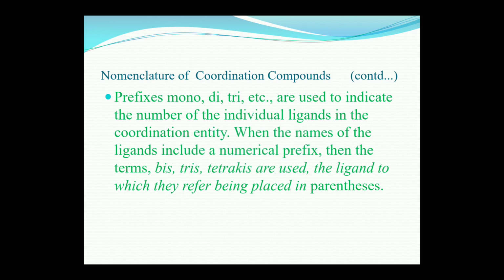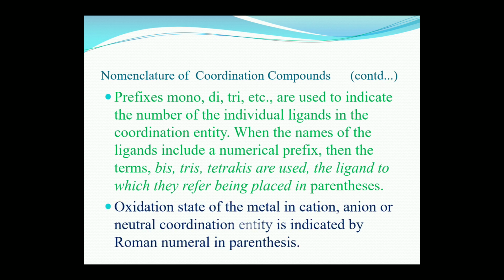The prefixes we use are mono, di, tri, and they are used to indicate the number of individual ligands in the coordination entity. When the names of the ligands include a numerical prefix, we use bis, tris, tetrakis: for 2 it is bis, for 3 it is tris, for 4 it is tetrakis. These are used with the ligands to which they refer and are placed in parentheses. The oxidation state of the metal in the cation, anion or neutral coordination entity is indicated by the Roman numeral in parentheses.